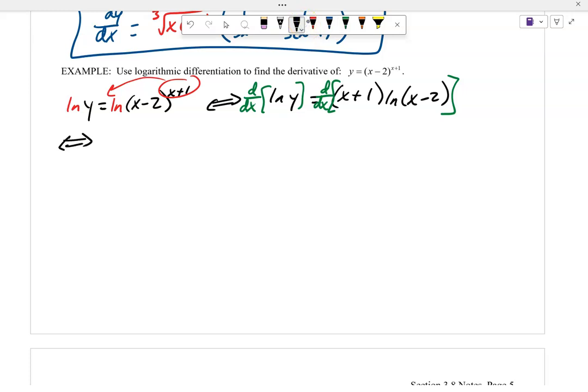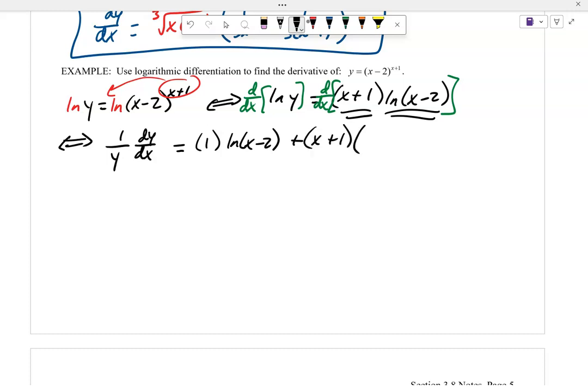And let's see what we get here. Derivative of the natural log of y, we've got 1 over y. Chain rule, we don't know what y is, so dy/dx, the derivative of y, equals, over here I'm going to run the product rule. I've got x plus 1 being multiplied by the natural log of x minus 2. So x plus 1 is my first position, the natural log is in my second. The derivative of x plus 1 is 1. Derivative of the first times the second plus the first times the derivative of the second. Well, the derivative of the natural log of x minus 2 is 1 over x minus 2. Chain rule, derivative of x minus 2 is just a 1.